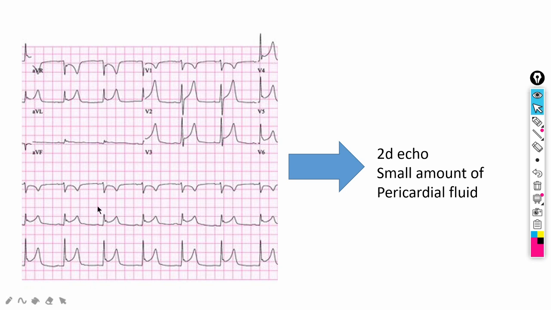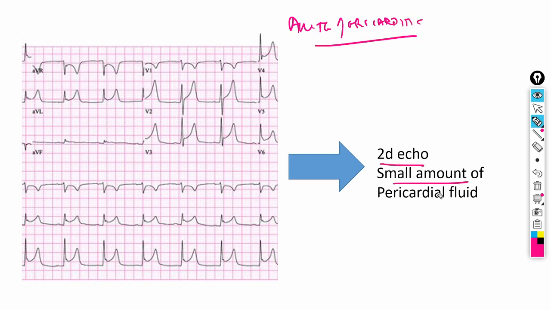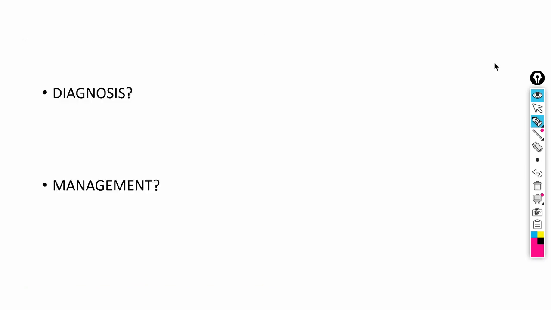When we get his ECG, there is global ST segment elevation, diffuse ST segment elevation, in this case in leads 2, 3, lead 1, AVL and V2 to V6. So this is a case of most probably acute pericarditis. For confirmation, when we do the 2D echocardiography, it shows a small amount of pericardial fluid. So this confirms the diagnosis as pericarditis, acute pericarditis.